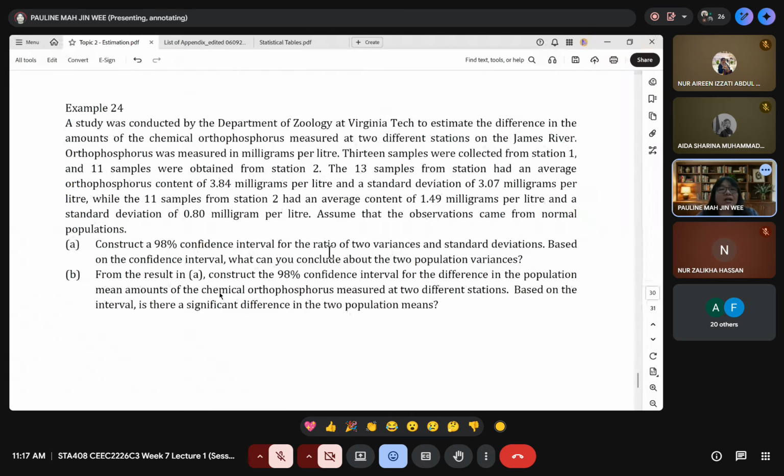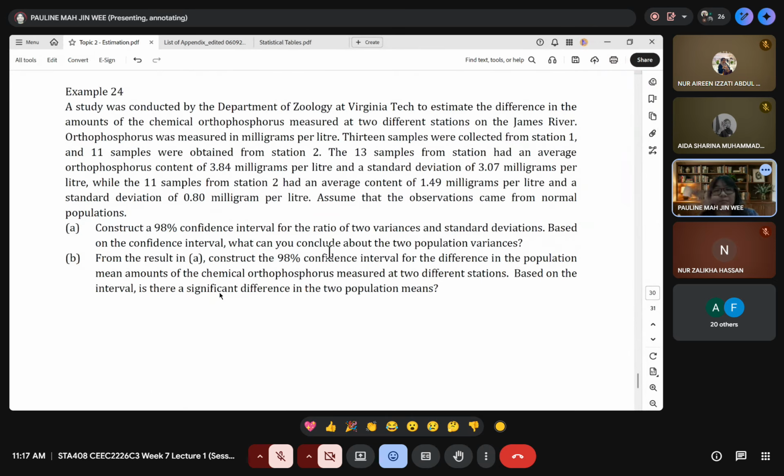We're going to start the real thing, as in how you're going to go about doing this. Let's look at example 24. It says here, a study was conducted by the Department of Zoology at Virginia Tech to estimate the difference in amounts of the chemical orthophosphorus measured at 2 different stations on the James River. Right, so this is the scenario. Now, your orthophosphorus was measured in milligrams per liter. So this is your unit.